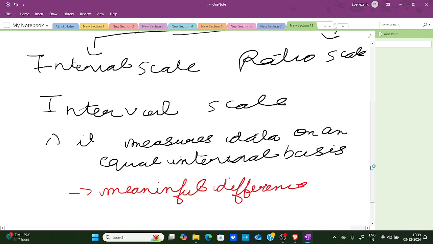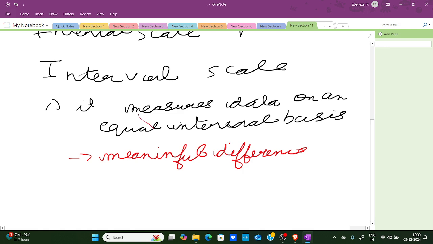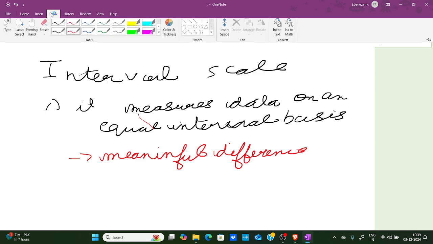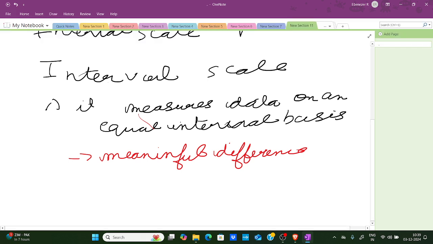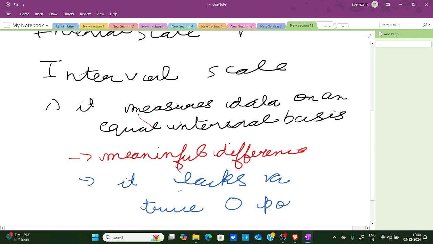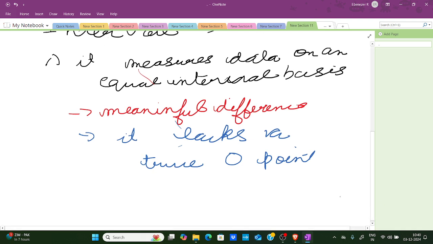The second point is that it lacks a true 0 point. Now, I think you'll understand this better with an example.